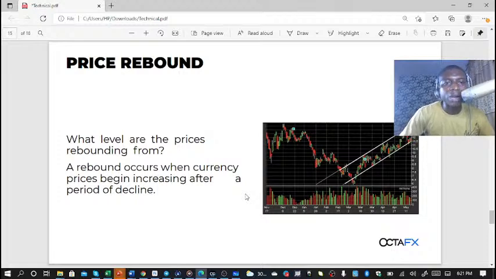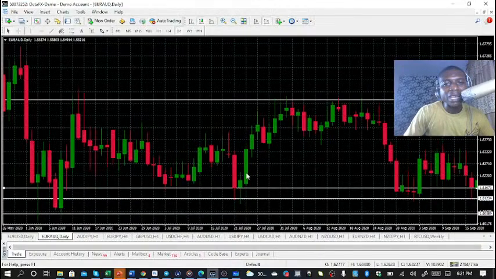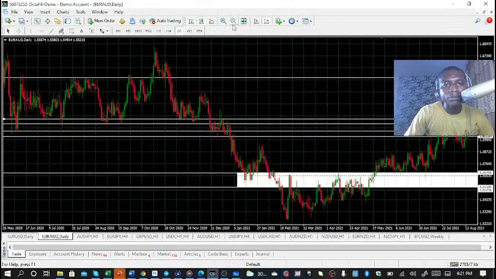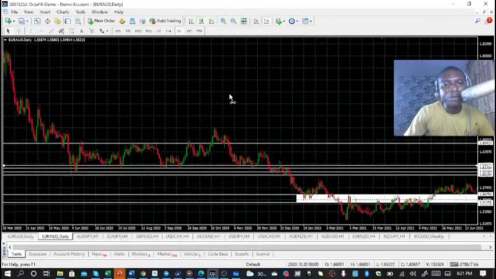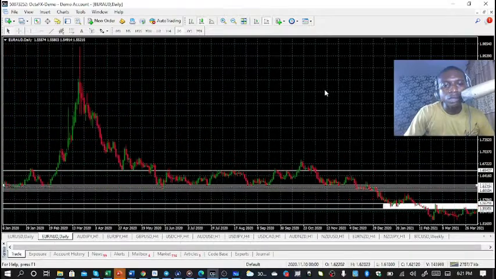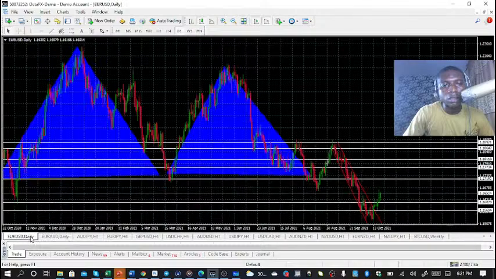Now let's talk about price rebounds. What level are the prices rebounding from? A rebound occurs when currency price begins increasing after a period of decline. Now look at this. After a period of decline, at this level, let's check out another.